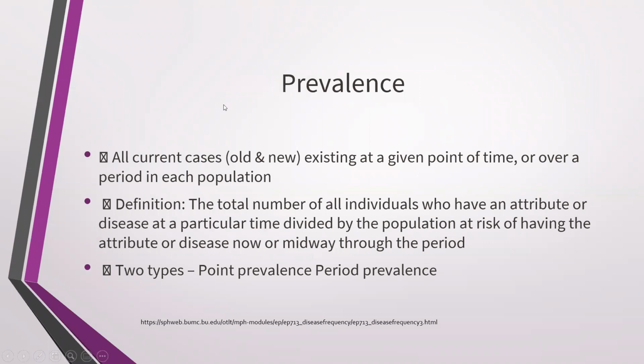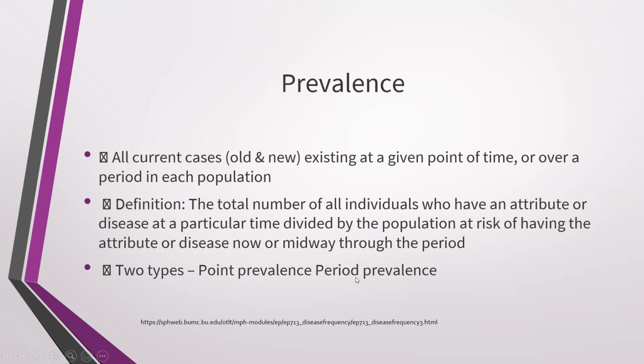The second indicator for morbidity is prevalence. Prevalence is all current cases, old and new, existing at the time. It's the total number of individuals who have an attribute or a disease at a particular time, divided by the population at risk of having the disease. So the denominator was the population having the disease, whereas in terms of incidence, it was the healthy population.